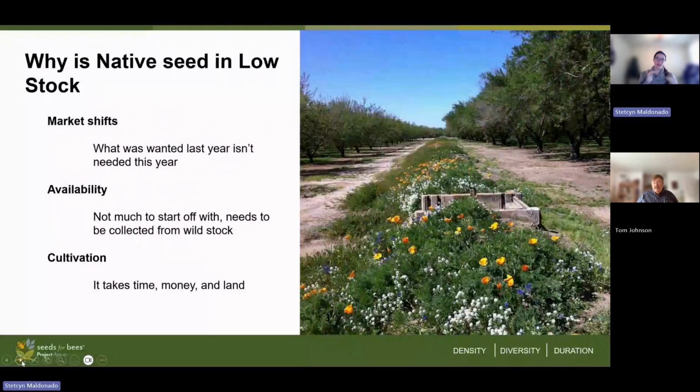So there's a lot of difficulty in trying to cultivate these native species compared to a domesticated species where you plant it, almost everything germinates, it all matures, and then you harvest it. That's much easier compared to our native species. And then cultivation as well. It takes time, money, and land.